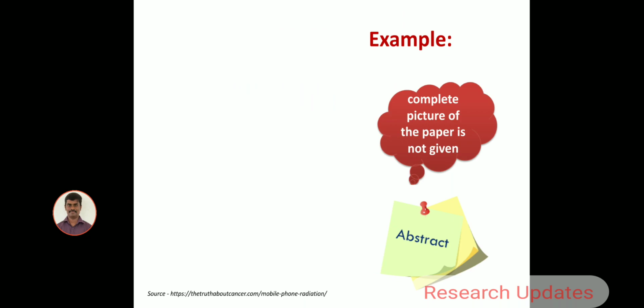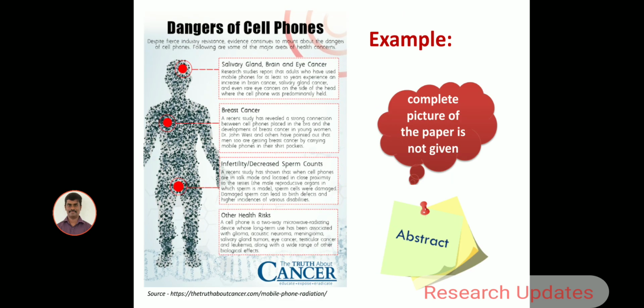So let us see an example for a highlight abstract. So here you can see a highlight abstract. Here you can see the dangers of the cell phone on different organs. This is a highlight abstract which gives the dangers of the cell phone pertaining to salivary glands, brain and the eye, breast cancer, infertility as well as other health risks.